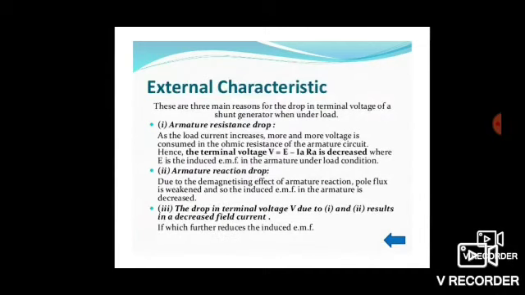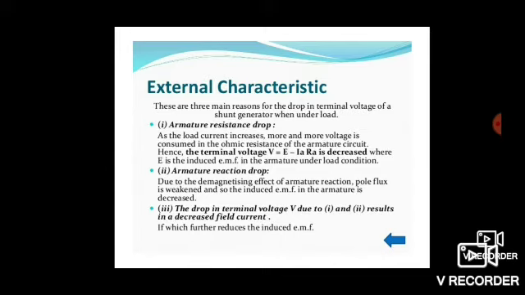External characteristics. These are the three main reasons for the drop in terminal voltage of a shunt generator when under load. First one is armature resistance drop. As the load current increases, more and more voltage is consumed in the ohmic resistance of the armature circuit. Hence, the terminal voltage V equal to E minus IaRa is decreased, where E is the induced EMF in the armature under load condition. And second one is armature reaction drop.